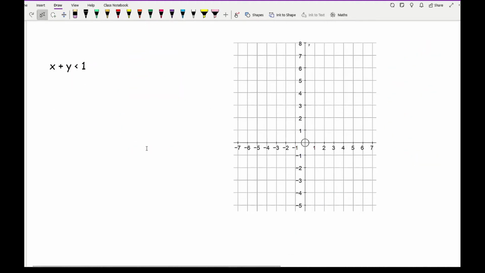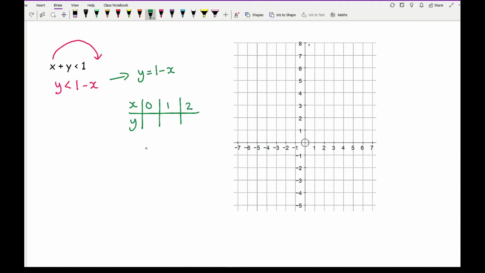So let's just do one last one. This one here, we haven't actually got an equation that's got y as the subject. So to make my life a little bit easier, I'm going to take the x over to the other side. So what I've got is y is less than 1 minus x. From this, I'm going to replace the inequality sign with an equal sign. Again, all I need to do is simply swap the ordinates in. So here I'm going to have 1 take away 0, which is 1, 1 take away 1, which is 0, and 1 take away 2, which is minus 1.